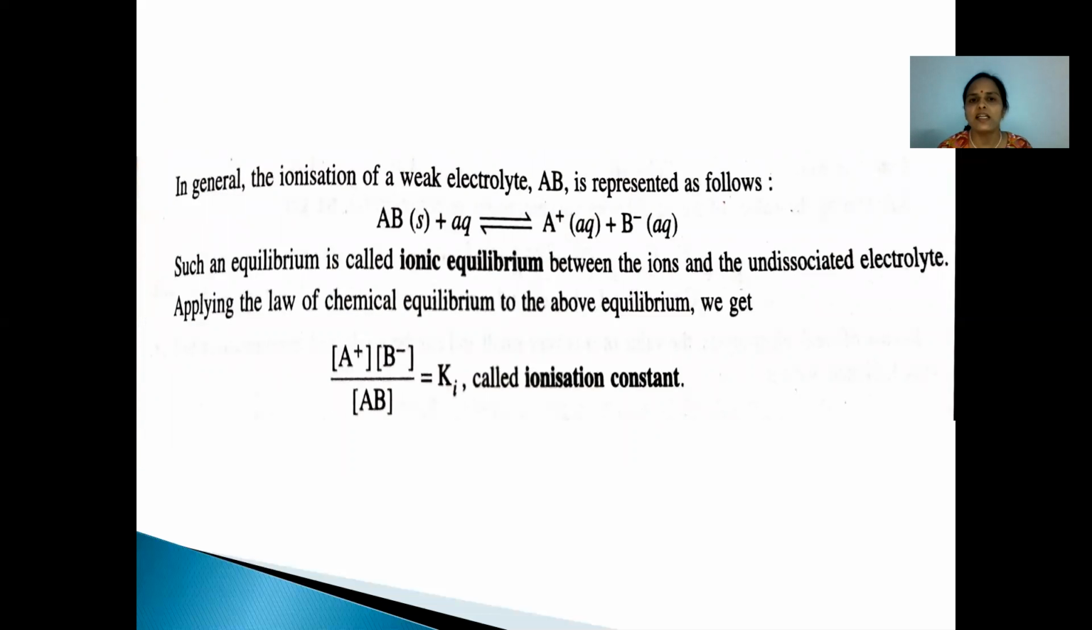And in general, the ionization of a weak electrolyte AB is represented as follows. AB plus aqueous, reversible sign, A+ plus B-. And such an equilibrium is called ionic equilibrium between the ions and the undissociated electrolyte. When we apply the law of chemical equilibrium to it, we get the molar concentration of A+ into the molar concentration of B- upon AB is equal to Ki, which is called the ionization constant.